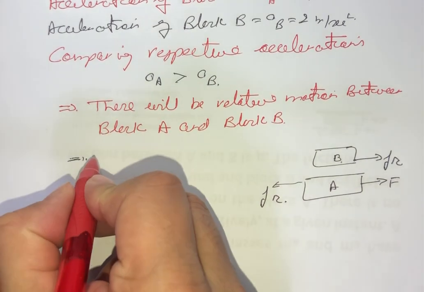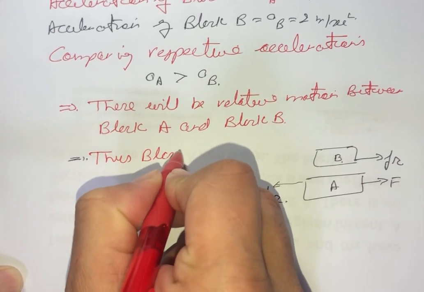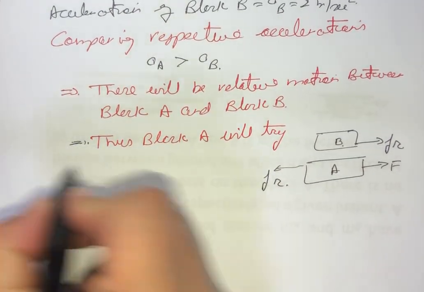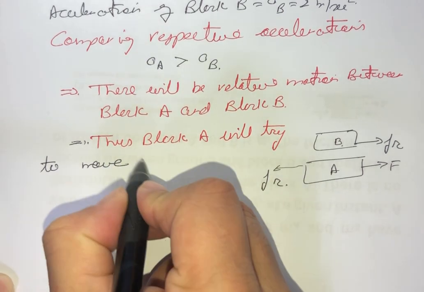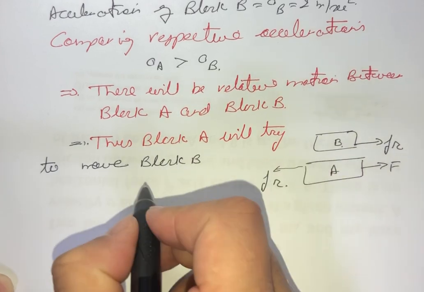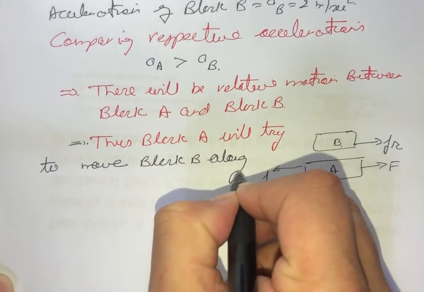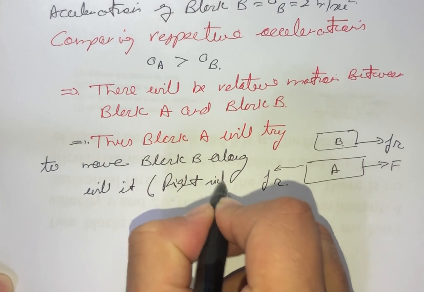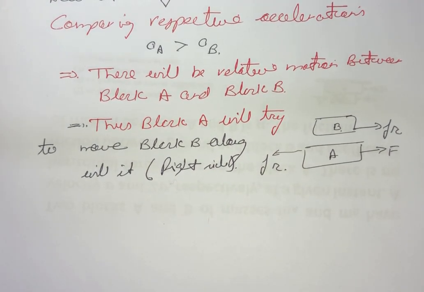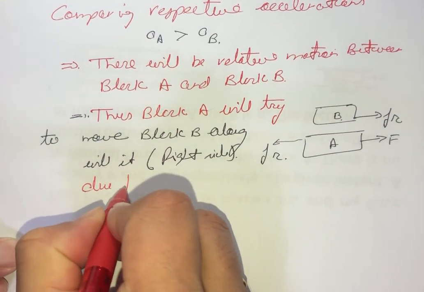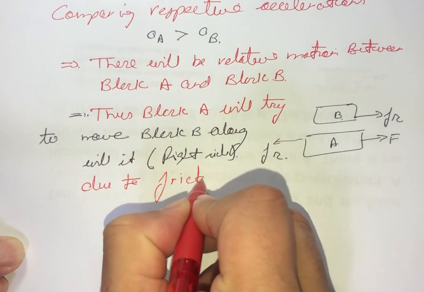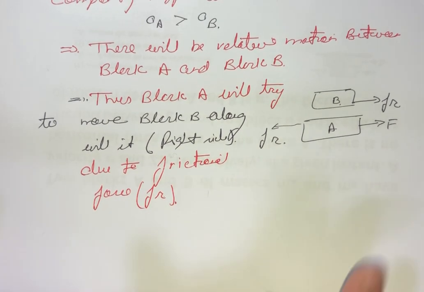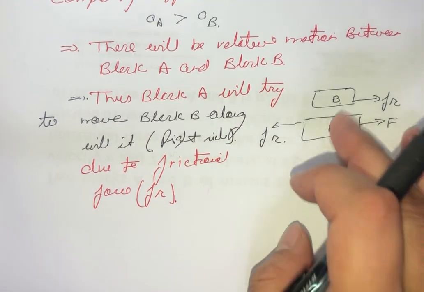From here we can say, thus block A will try to move block B along with it, that is right side, due to frictional force Fr. So let us analyze both the blocks independently now.